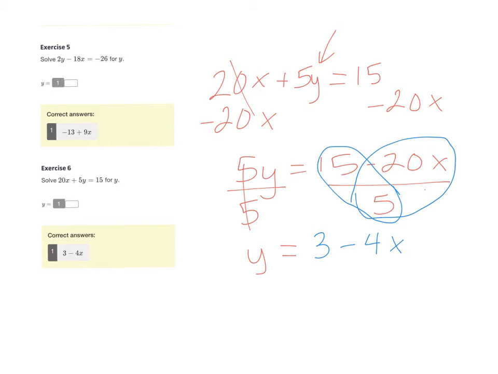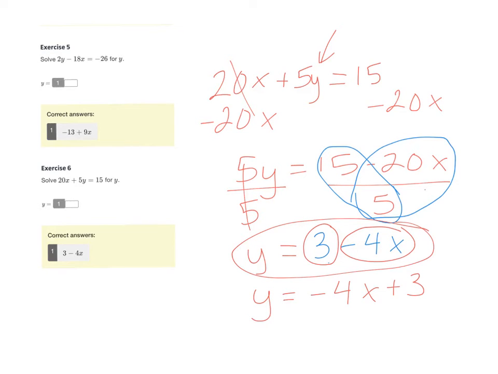Now, you can also reverse these, right? We basically have two terms. We have a positive 3 and negative 4x. So if you wanted to, we can flip these. We just take the terms and we flip-flop them. So y is going to stay the same. If we flip-flop, we would get negative 4x in the front, and then that's a positive 3. So either y equals 3 minus 4x or y equals negative 4x plus 3 are both the correct answer. They're both equivalent, and Big Ideas should have accepted either one.